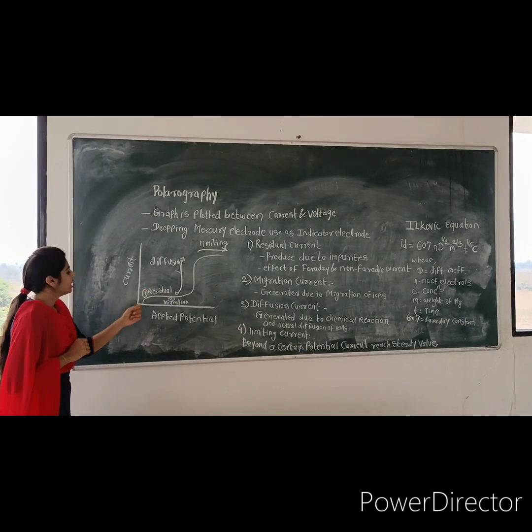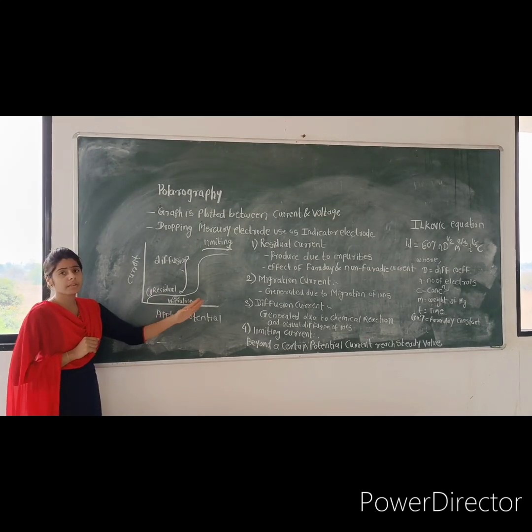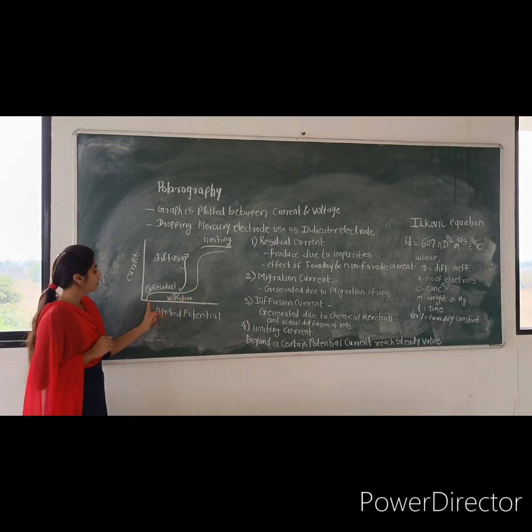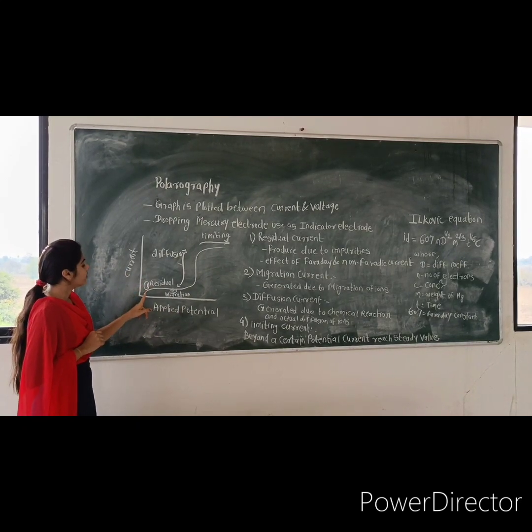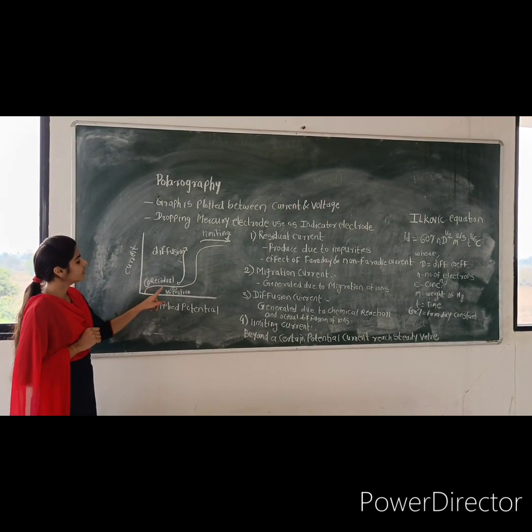See here in that diagram we see the four types of current through this curve. This is the curve of potential and current. In that, first is residual current, this peak is due to impurities.